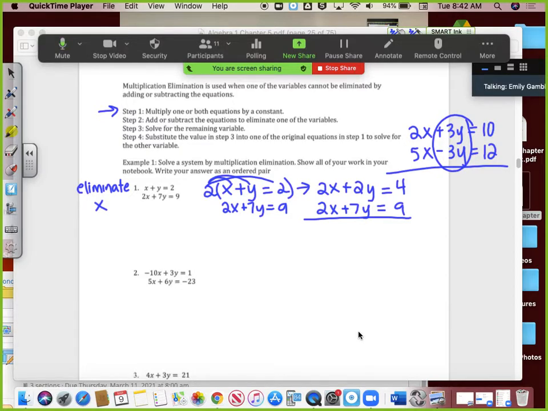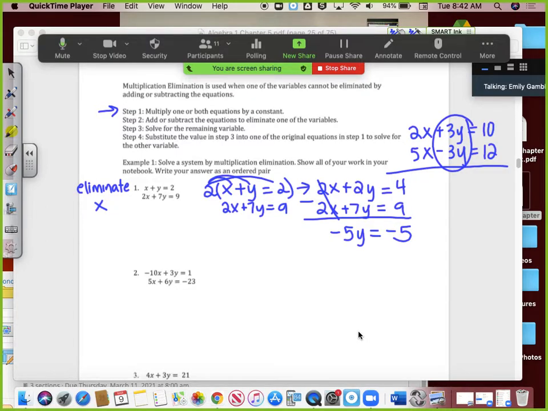In order to eliminate the x's, I will have to do what? Add them or subtract? Yes. If I subtract, then I have 2x minus 2x, and that'll go away. 2y minus 7y will be a negative 5y. And 4 minus 9 will be negative 5. Just be careful when you use subtraction. You have to take the first number and subtract the bottom number.